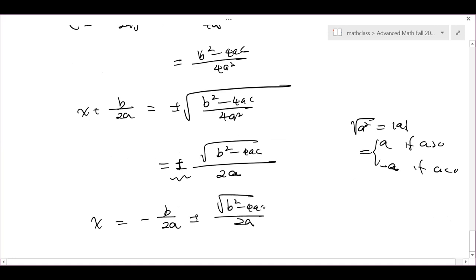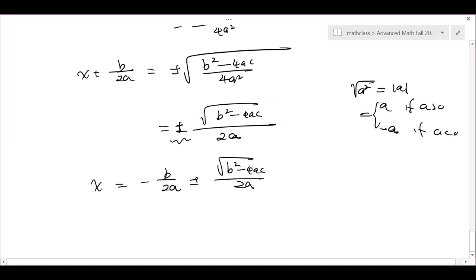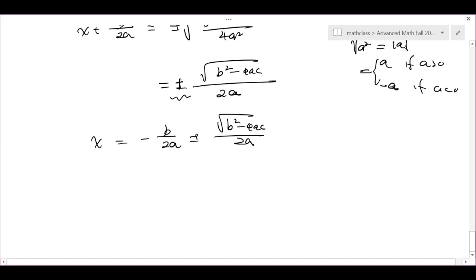Okay, so that is the so-called quadratic formula. If you have the quadratic formula, you can solve the problem quickly and easily. You don't need completing the square. You just plug the numbers into the formula. Okay, so let's take a look at this problem.